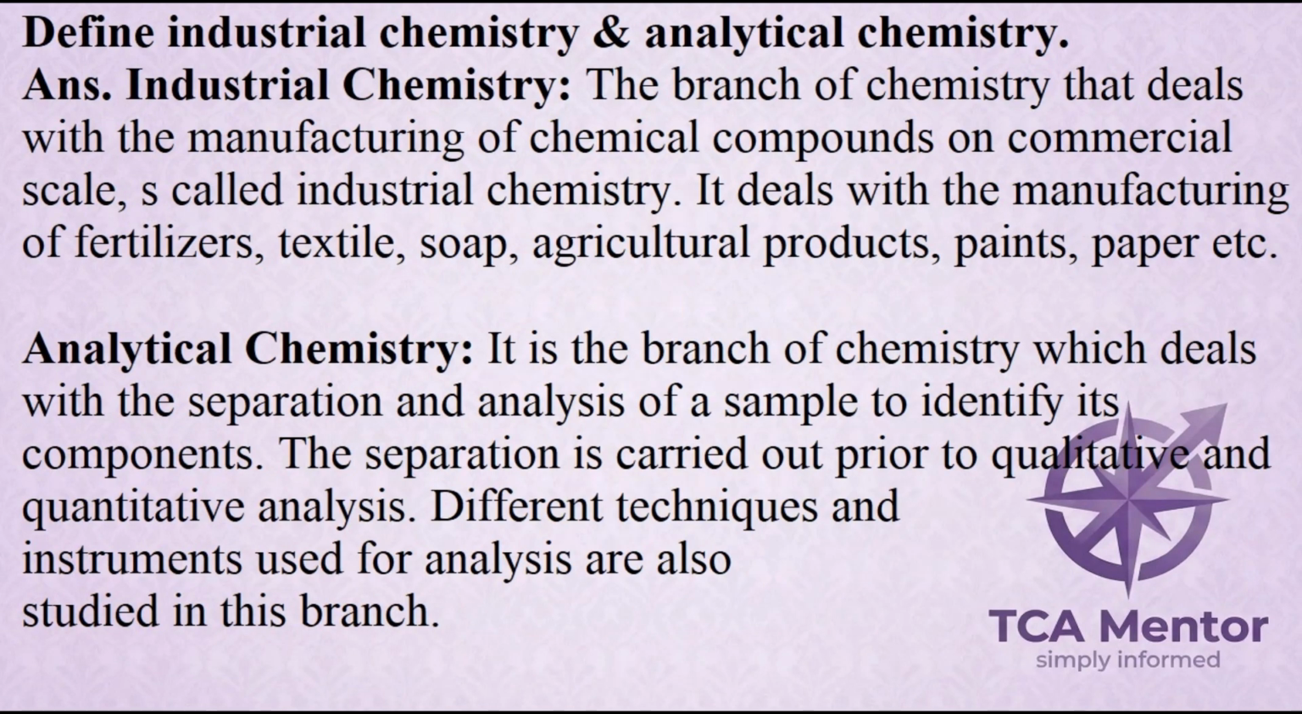Define industrial chemistry and analytical chemistry. Answer: Industrial chemistry. The branch of chemistry that deals with the manufacturing of chemical compounds on a commercial scale is called industrial chemistry. It deals with the manufacturing of fertilizers, textiles, soap, agricultural products, paints, paper, etc.